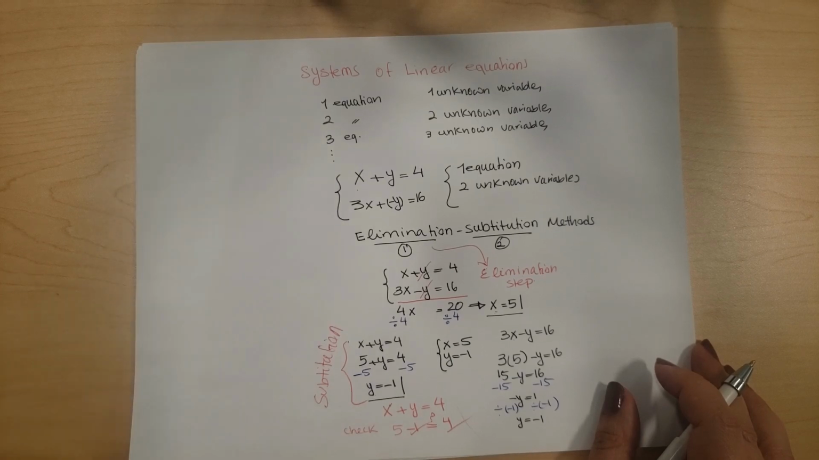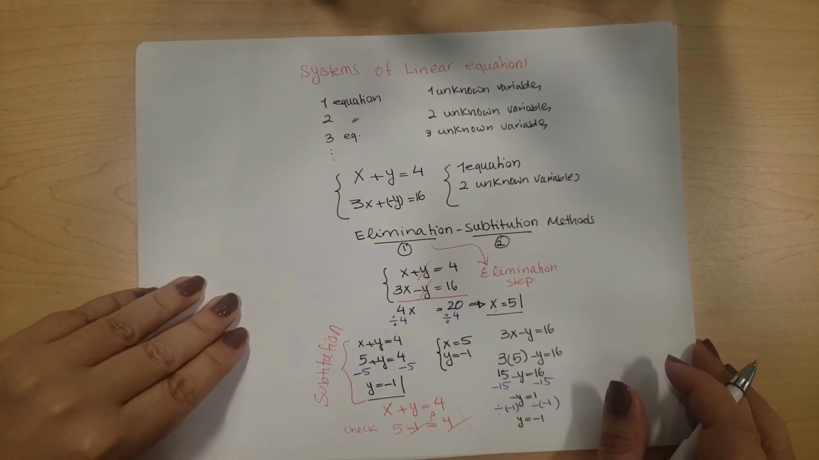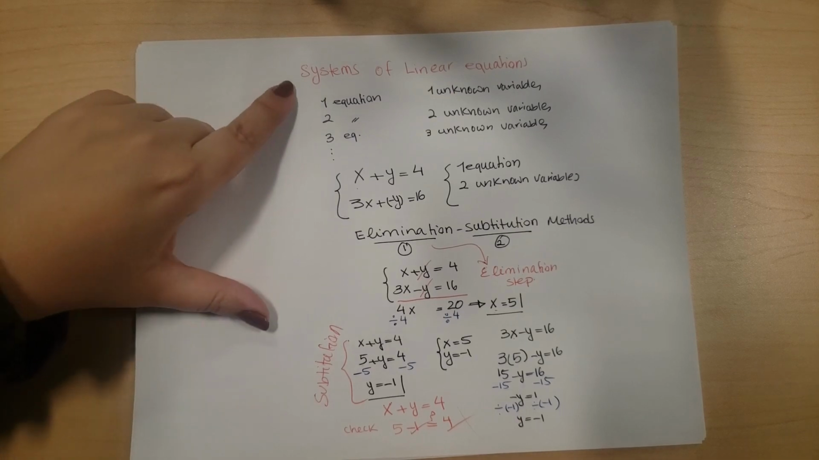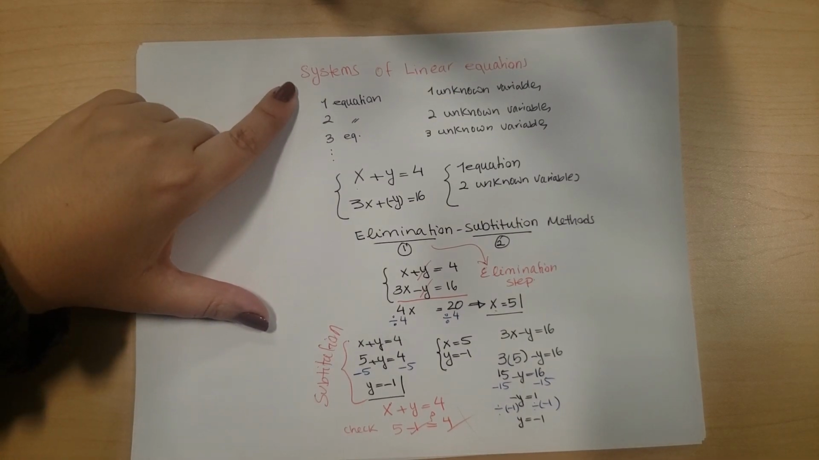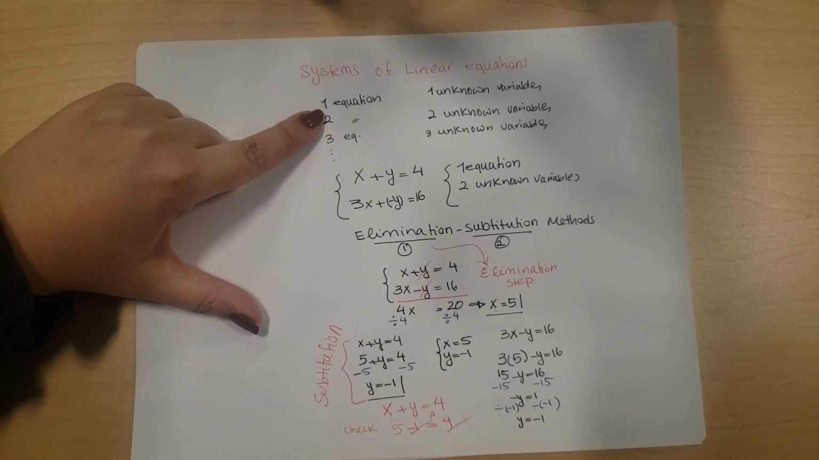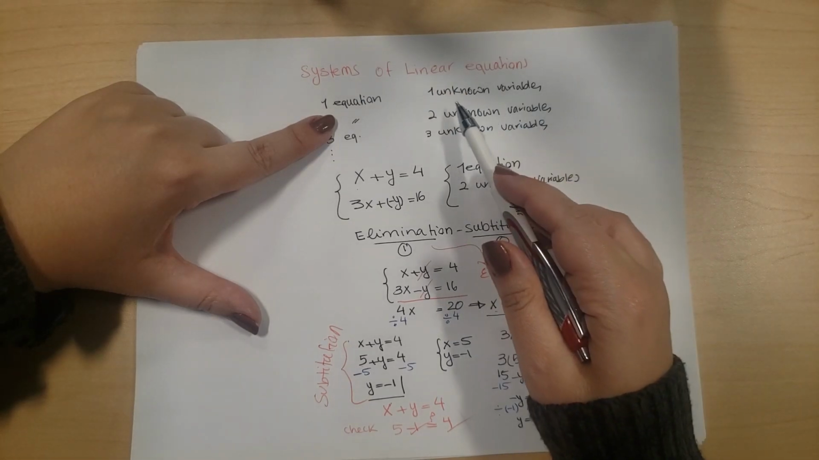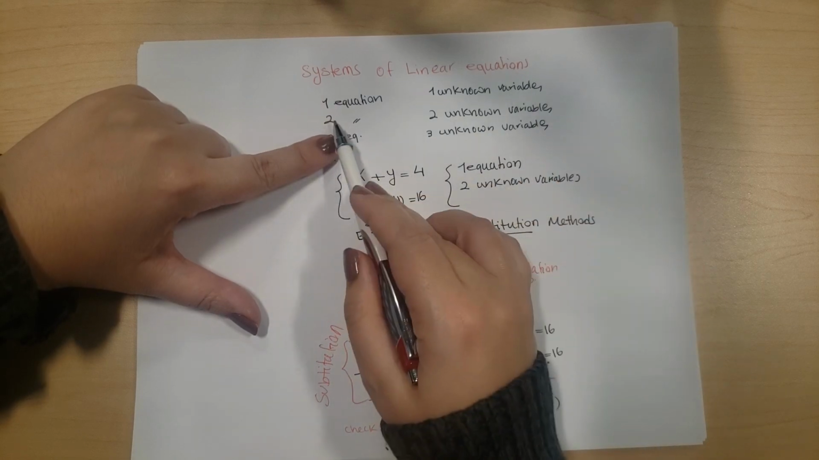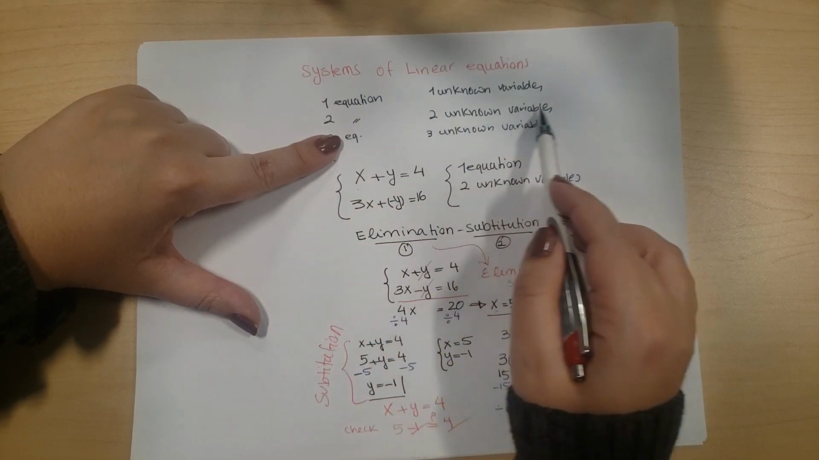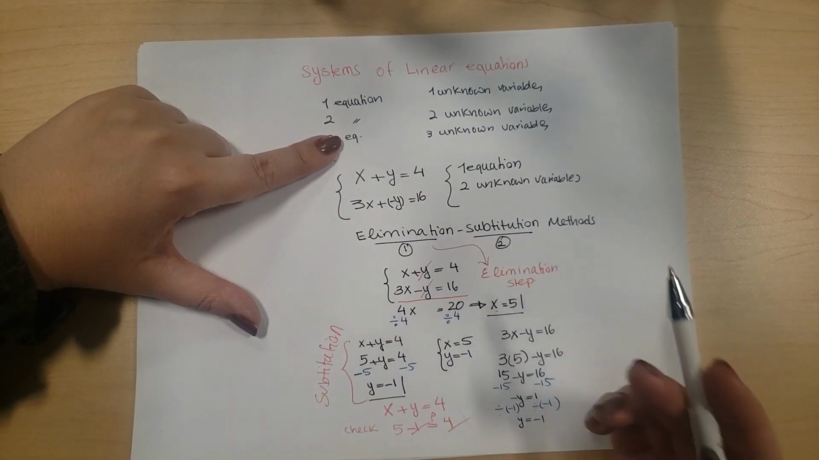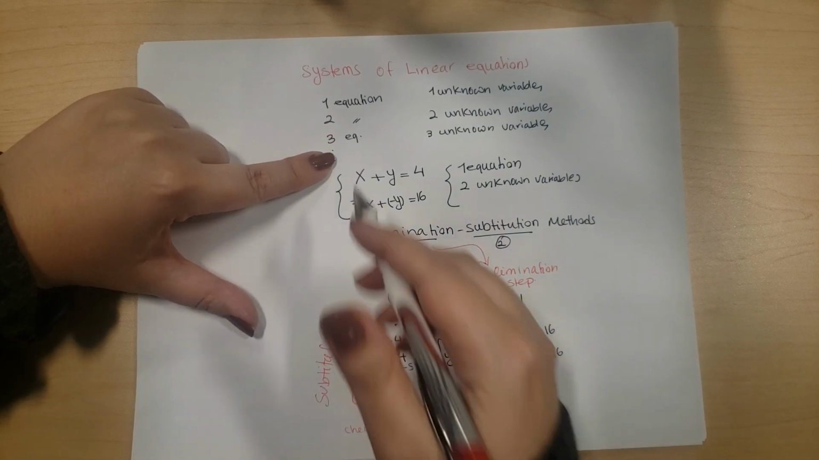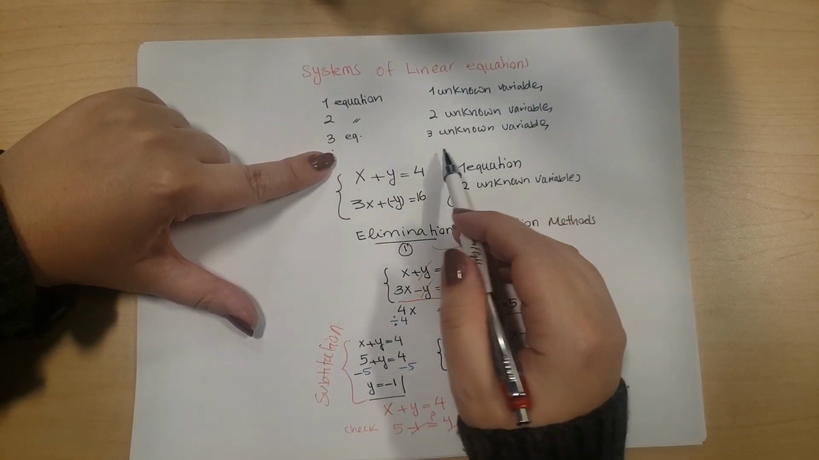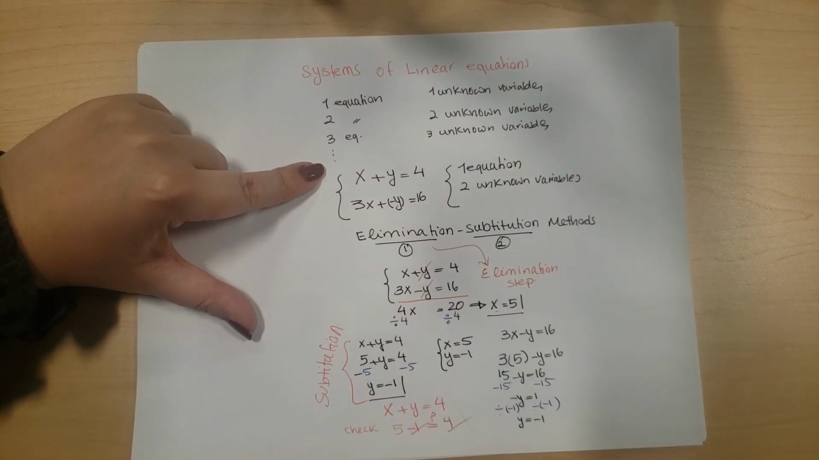So if I want to do a recap, in this video we're talking about systems of linear equations. Remember from my other videos, when you have one equation, you can only find the value for one unknown variable. If you have 2 equations, you could have 2 unknown variables, and you could solve for them and find the values for x and y. If you have 3 equations, you can find the values for 3 unknown variables.